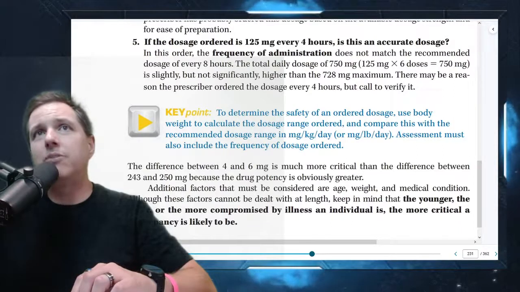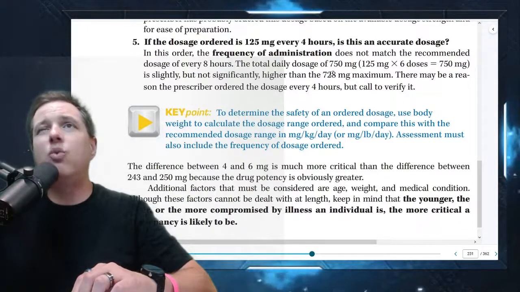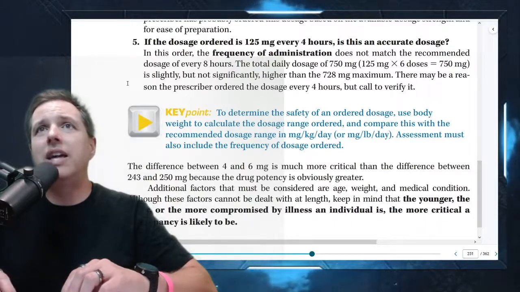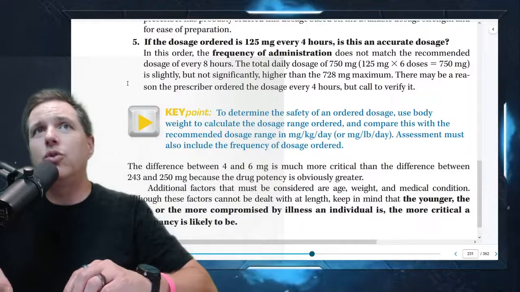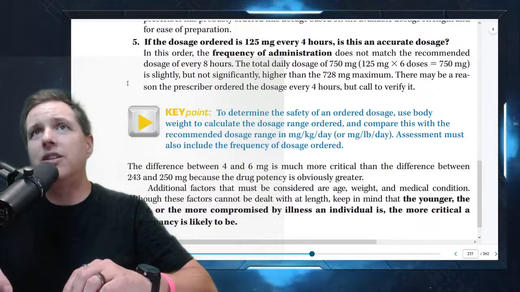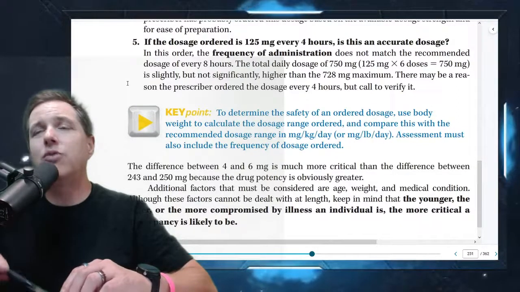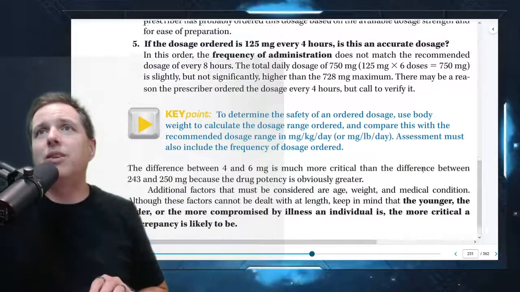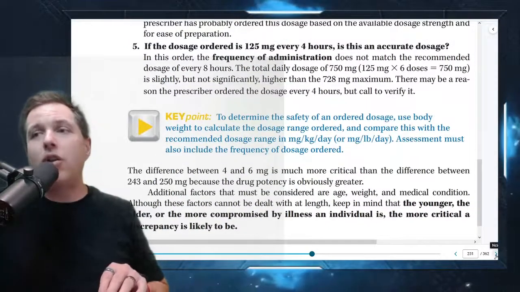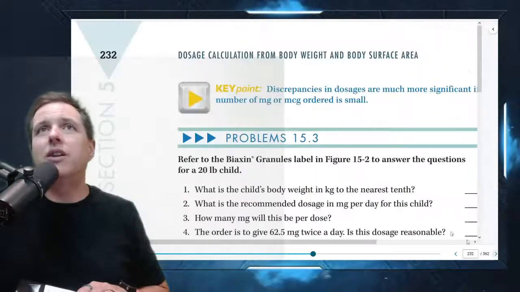Additional factors that must be considered are age, weight, and medical condition. Although these factors cannot be dealt with at length, keep in mind that the younger, the older, or the more compromised by illness an individual is, the more critical a discrepancy is likely to be. So it just makes sense. The healthier someone is, the less a small difference is going to matter.